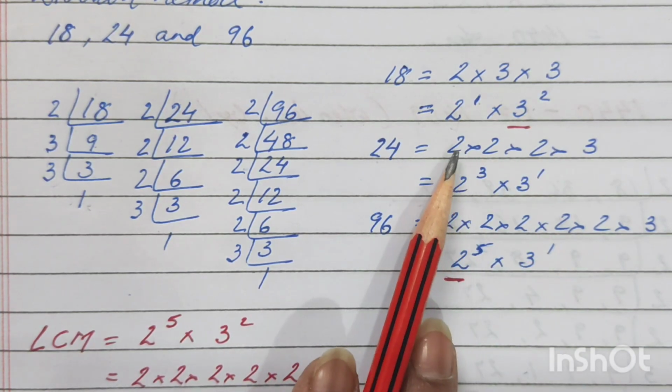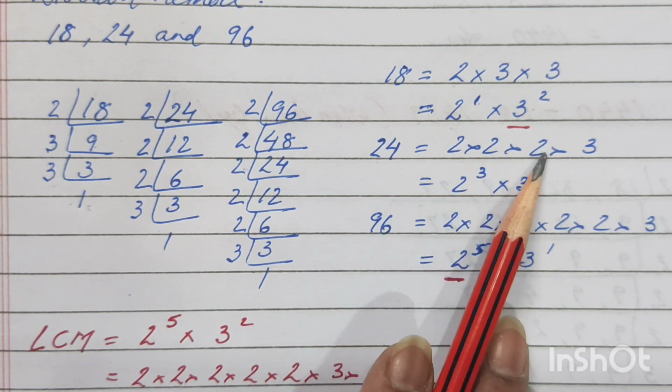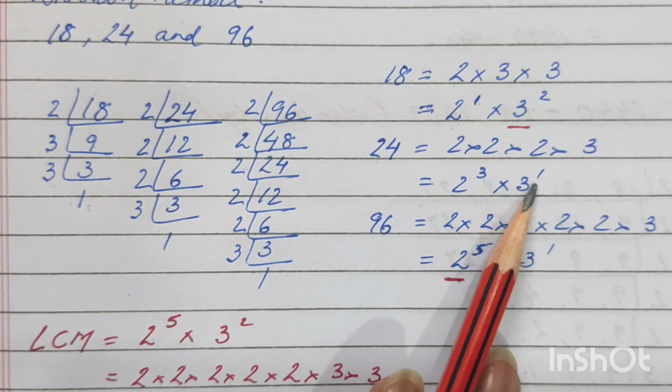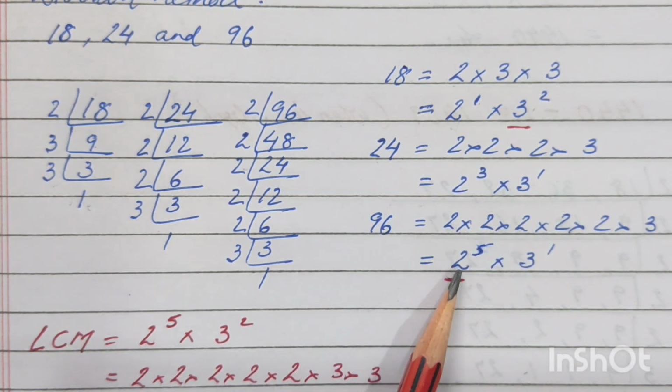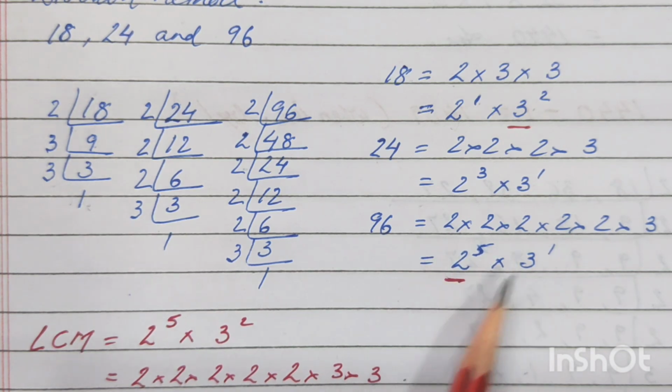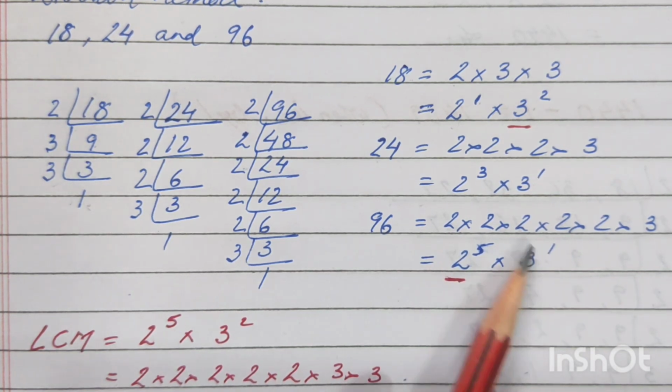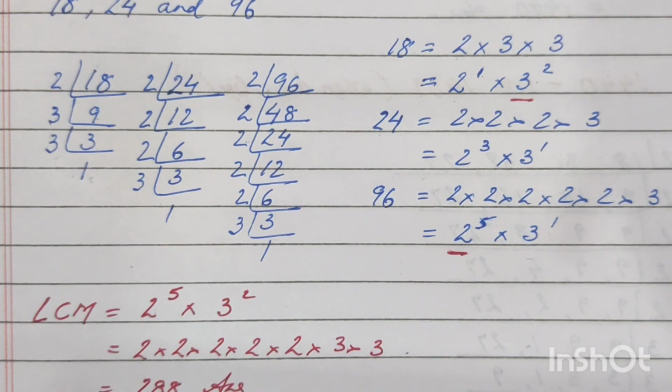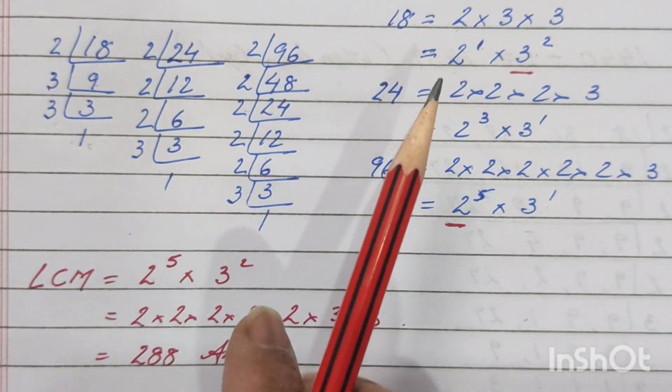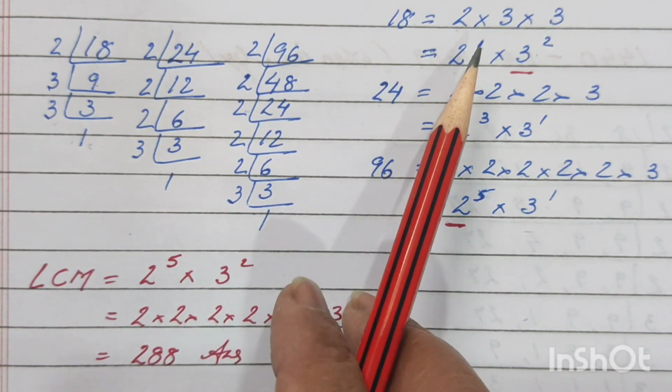Similarly, we write for 24, 2 into 2 into 2. 2 raised to the power, how many times has 2 come? 1, 2 and 3. 3 raised to the power, how many times? 1 time. Similarly, for 96, you write 2 raised to the power 5 and 3 raised to the power 1. Now, once you see the numbers, children, we underline the number raised to the highest power.